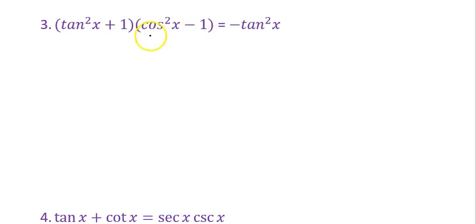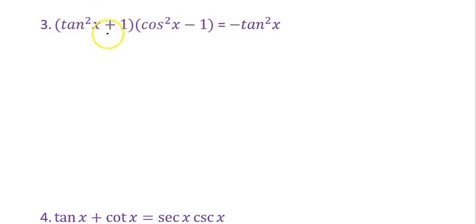Okay, example 3, I have tangent squared plus 1 and cosine squared minus 1 should equal negative tangent squared. And again, I'm going to work on the left side because it has more for me to do. Sometimes it is backwards and you can work on the right. Just happens to be that these examples have all been on the left.